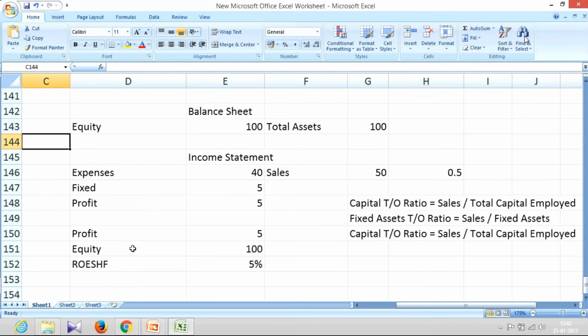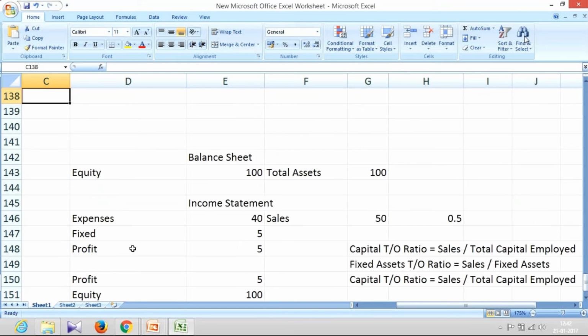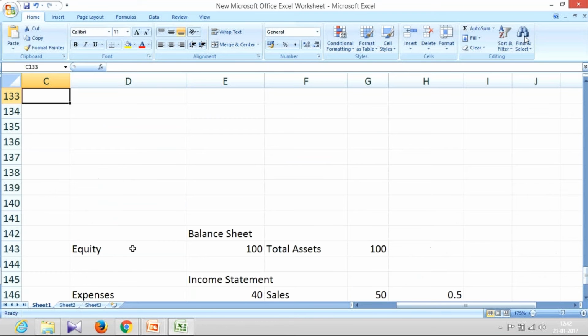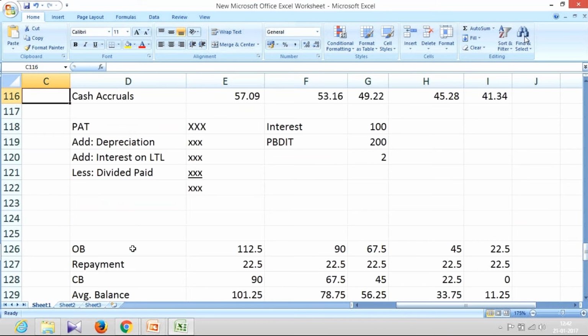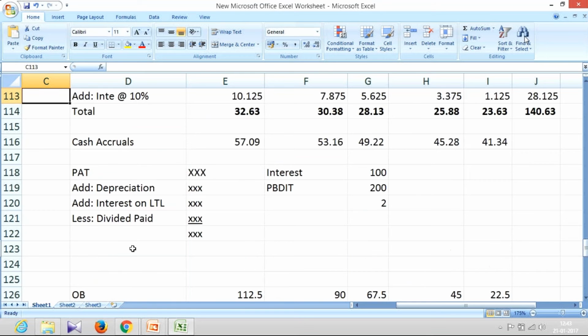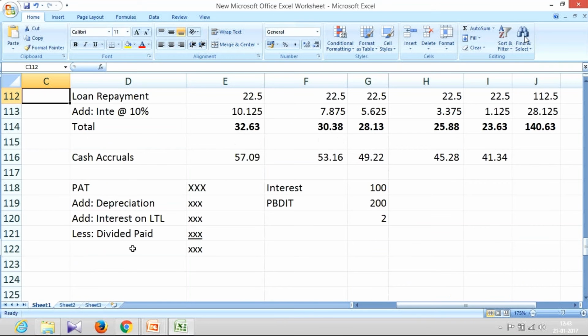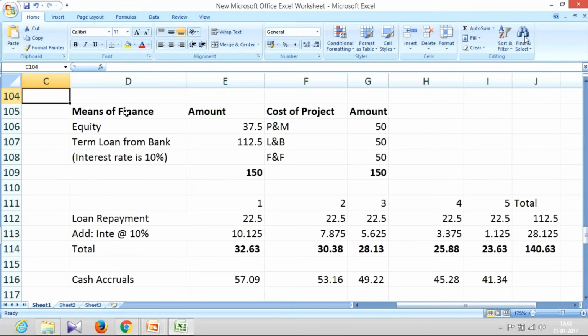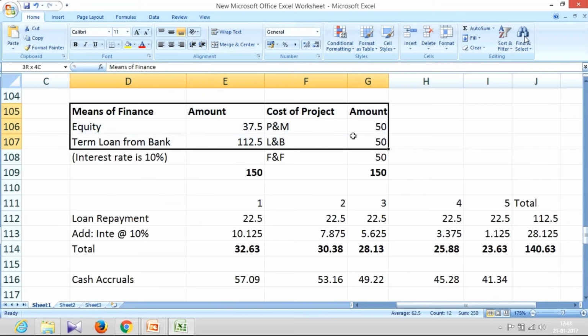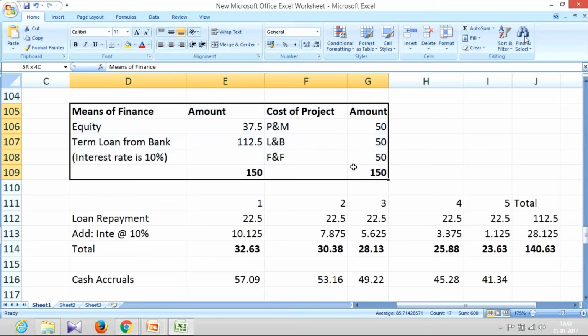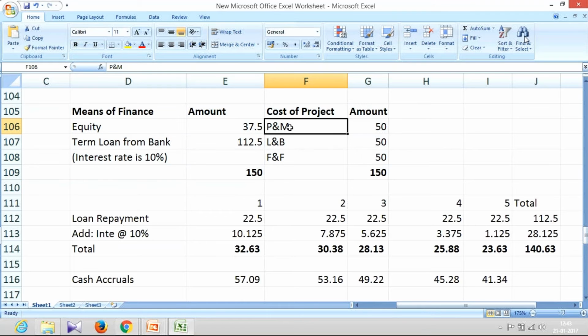Debt service coverage ratio is basically the ratio used by bankers to understand whether you have the capacity to pay the loan or not. Let's say you are going to take up a project. The cost of the project is 150 million. You have to spend on plant and machinery, land and building, furniture, fixture. And you're going to fund 25% of the project, 37.5. It means the remaining 75% is coming from bank loan.